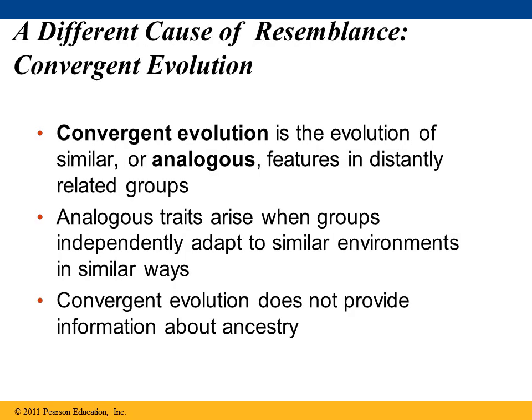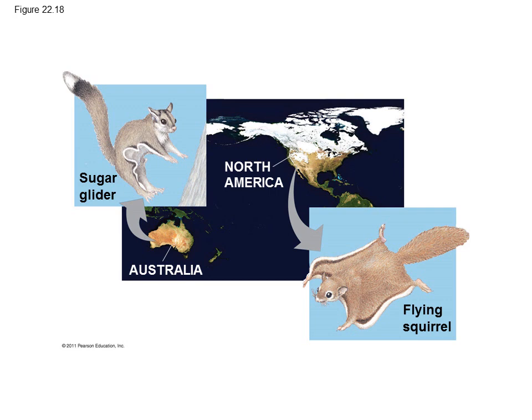So, convergent evolution is when groups have adapted to similar environments but have different ancestors. So, same environment, same adaptations, but different ancestors. For example, the sugar glider and the flying squirrel are two mammal species that have adapted to similar environments but have different ancestors.